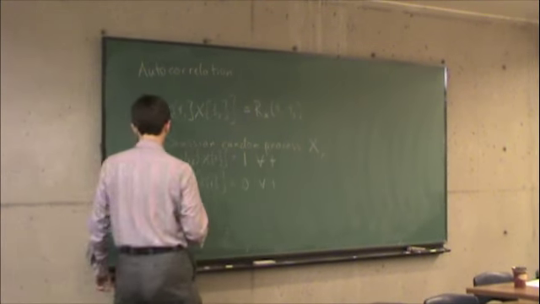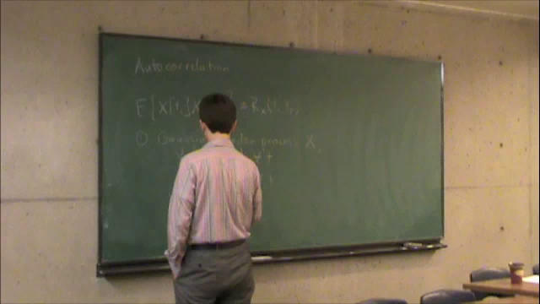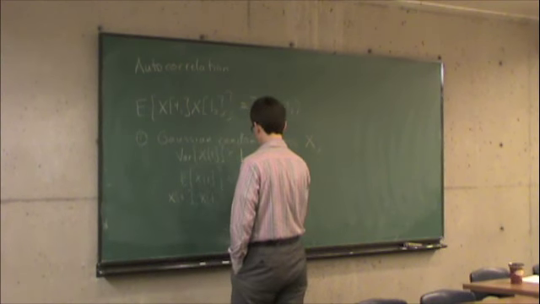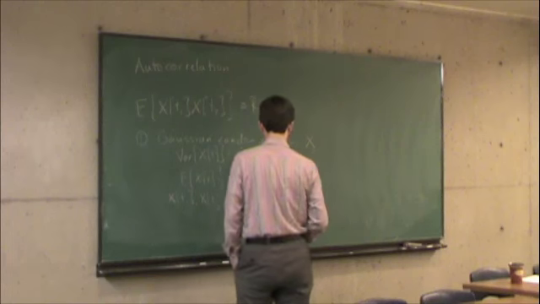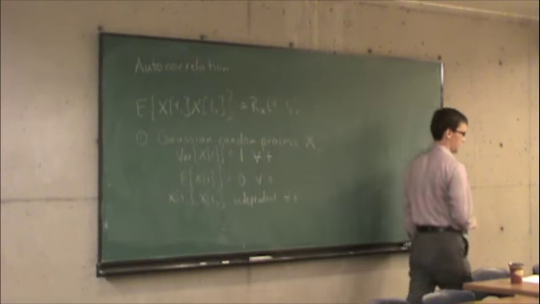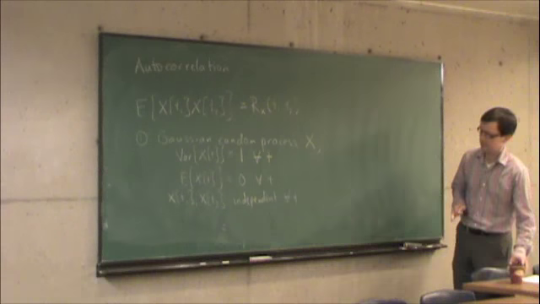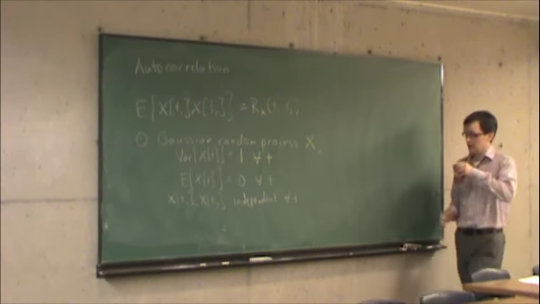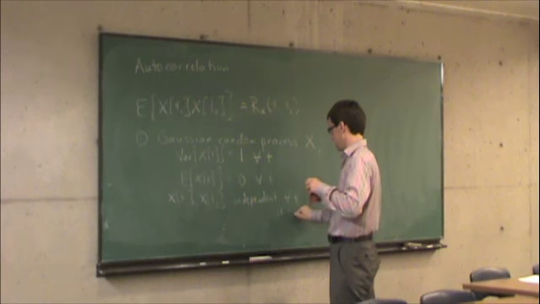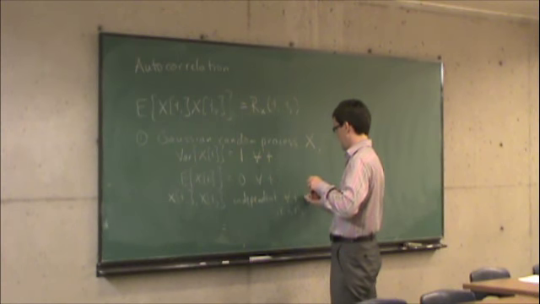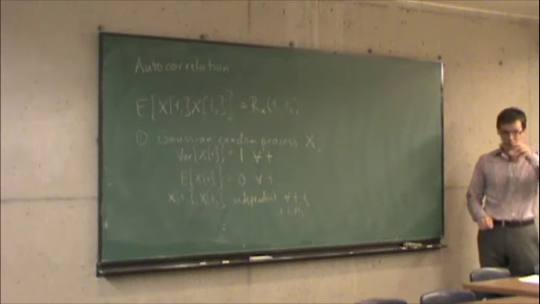And furthermore, I'm going to say x of t1 and x of t2 are independent. So this is an independent Gaussian random process where each time I examine the process, it's independent, for all t1, t2 if t1 is not equal to t2. Okay.